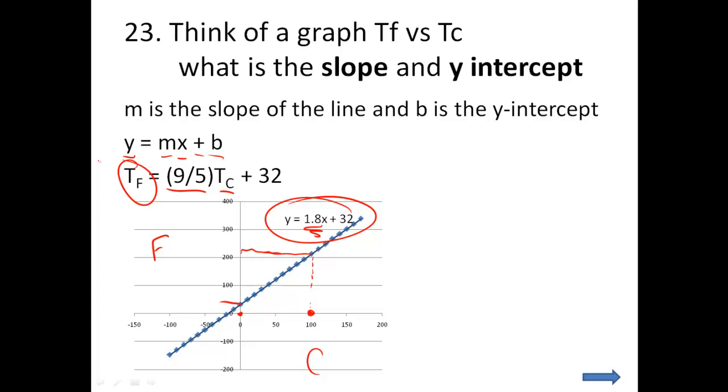And I believe there's more to 23 as well, to make a graph for maybe Celsius and Kelvin, but you need to look at that and see what the rest of the assignment is.